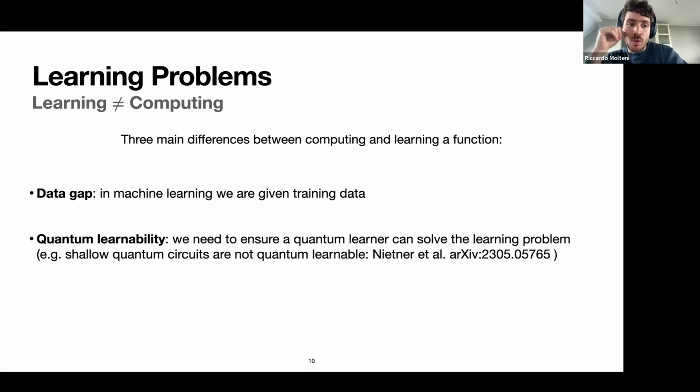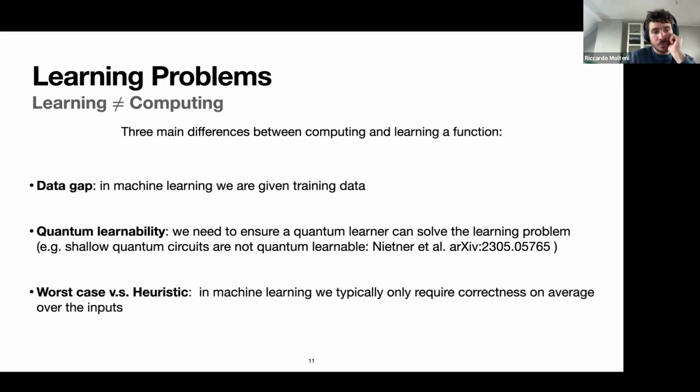The second thing is quantum learnability. We know that this function could be hard to compute classically, but we also have to prove that a quantum learner can select the right concept from the training data. And we know, for example, just to give you an example, that shallow quantum circuits can be evaluated on a quantum computer, but they cannot be learned, from this paper.